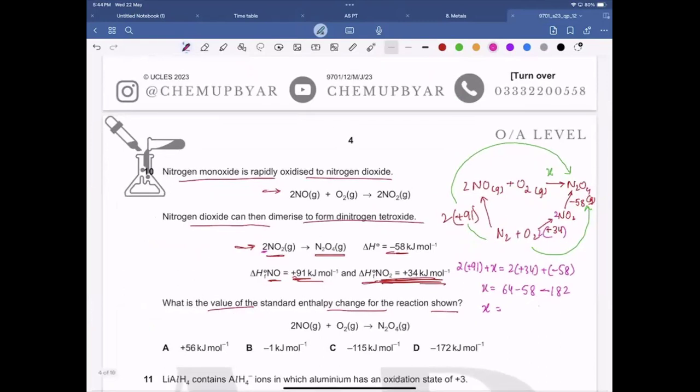Can anyone calculate and tell me the answer, please? Sorry, 2 times 34 is 68. So 68 minus 58 is 10, and 10 minus 182 gives minus 172. So D is the correct answer. A, B, and C are the wrong ones. Is this clear?